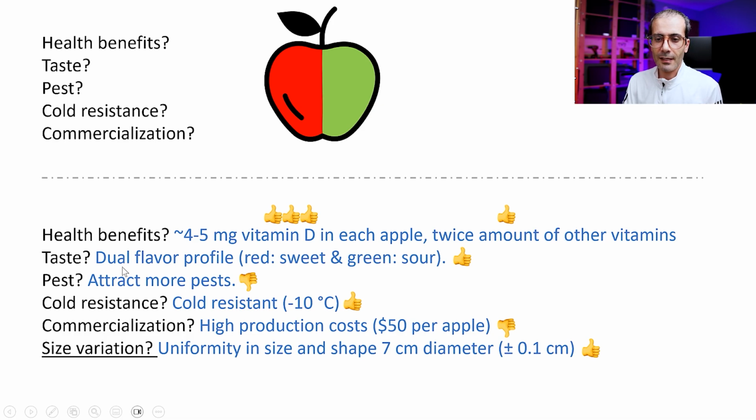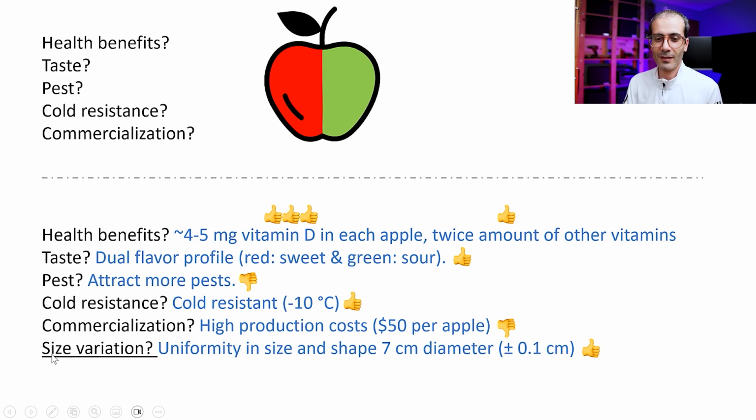The next one is the taste. It's a dual taste, dual flavor profile. The red part is sweet and the green part is sour. And about the pests, it attracts more pests compared to the normal apple, which is a bad thing, right? The cold resistance, it is resistant up to minus 10 degrees C, which also is a good thing. About making this commercially available, it has a high cost. So it's $50 per apple, which is a lot, right?